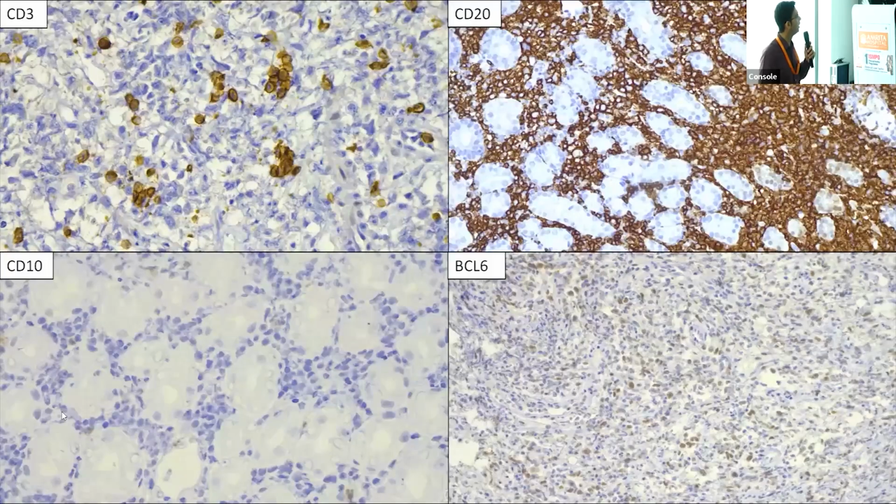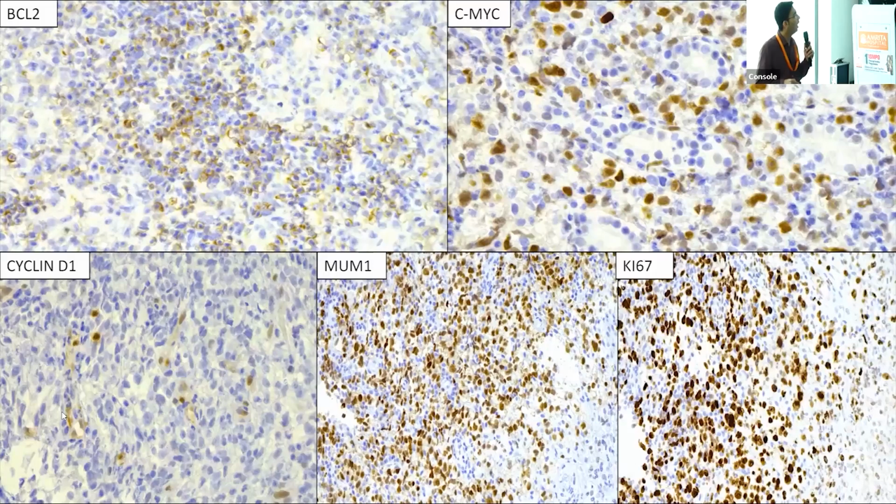So, CD3 was interspersed, and CD20 was diffuse and strong positive. Then BCL6 was positive, and CD10 was negative. BCL2 was positive, and this is c-MYC. So BCL2 positive in more than 50% of cells and c-MYC positivity in more than 40% of tumor cells. That means that this could be a double hit lymphoma. So we can call it a double expressor lymphoma. MUM1 was also positive. Ki67 was very high.